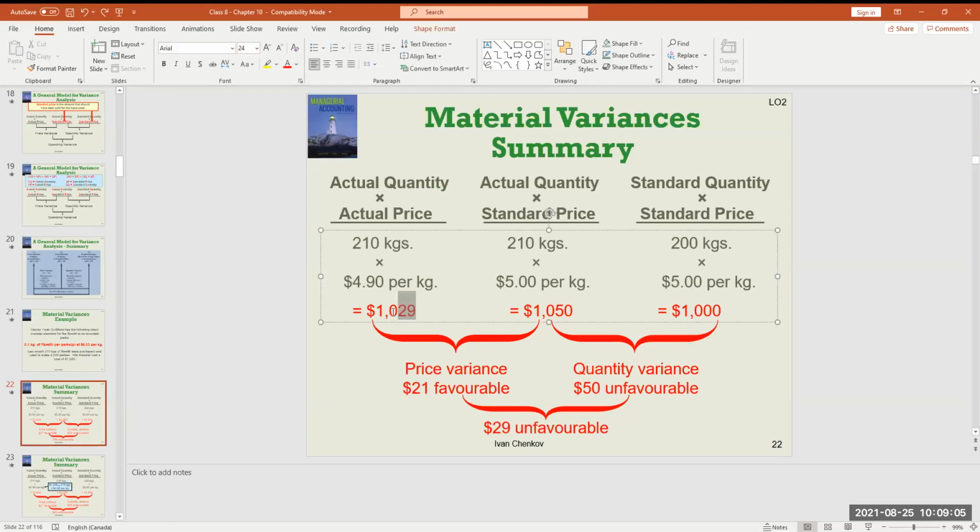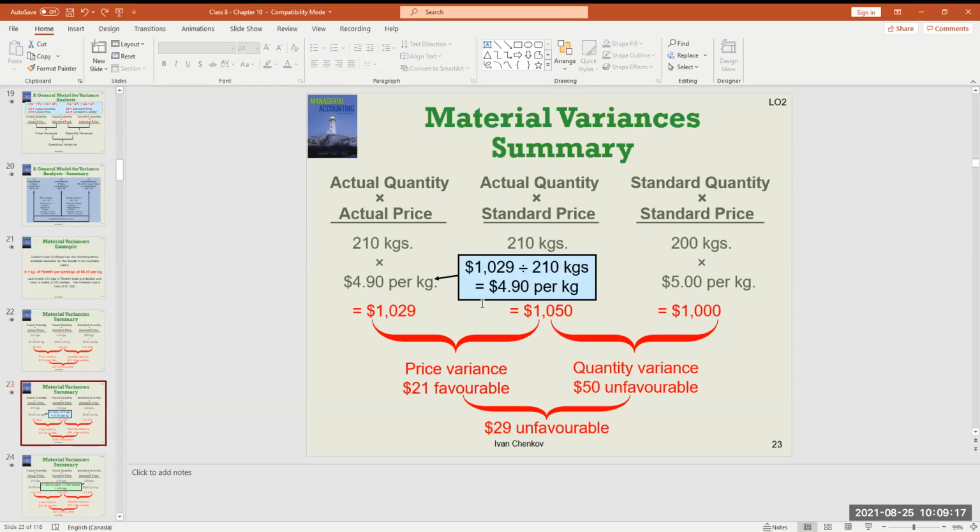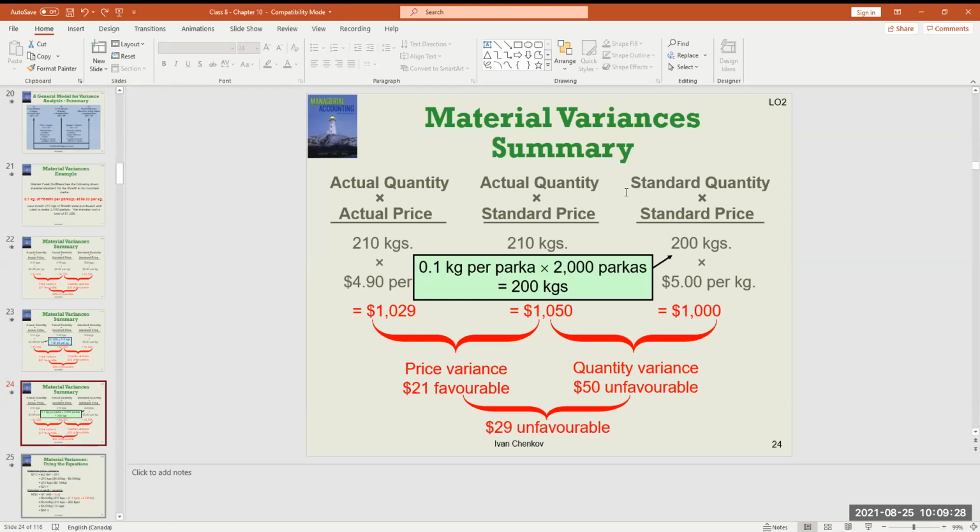So we're going to get the actual cost, which is given. Actual quantity, standard price. Then from the actual cost, which is given, we're going to get the actual price: the actual cost divided by the number of kilograms used. And the standard quantity, we're going to get by the number of units that we actually produce times the allowable kilograms per unit. And we're going to get the standard quantity.